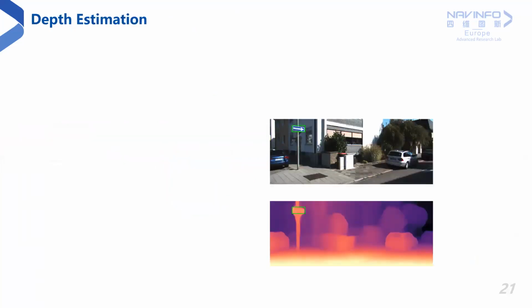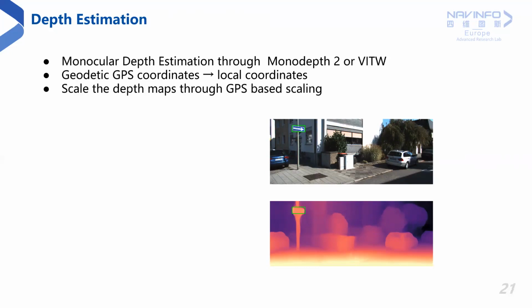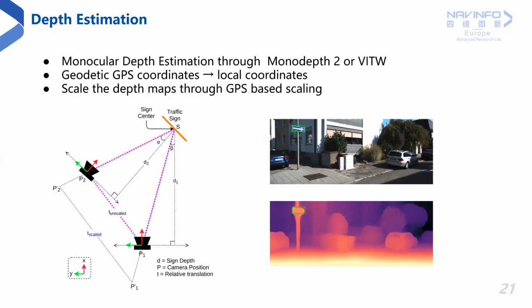In this approach, we use monocular depth estimation from self-supervised networks such as Monodepth2 or Depth from Videos in the Wild to get the dense depth maps. Or the GPS coordinates are converted to local coordinates before being employed for depth scaling. As shown in the image, the relative translation predicted by the network and the relative translation from the GPS are used to compute the scaling factor for the depth maps.